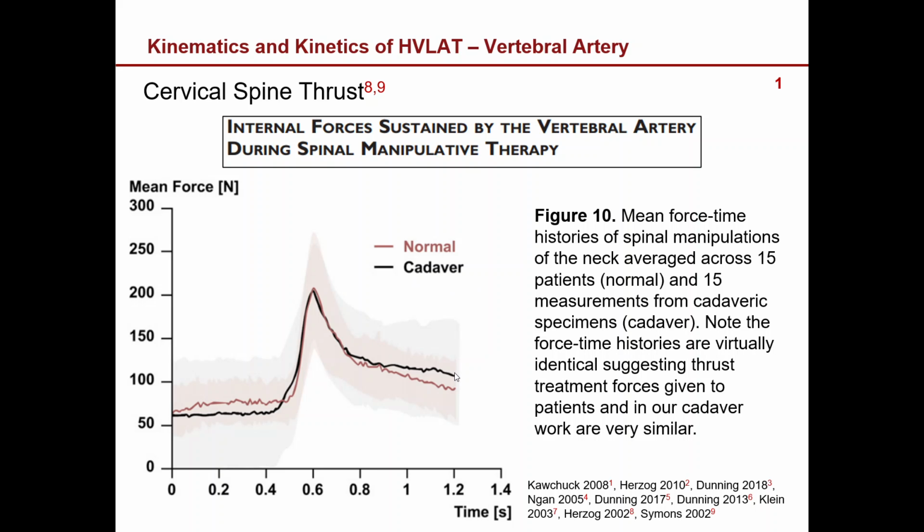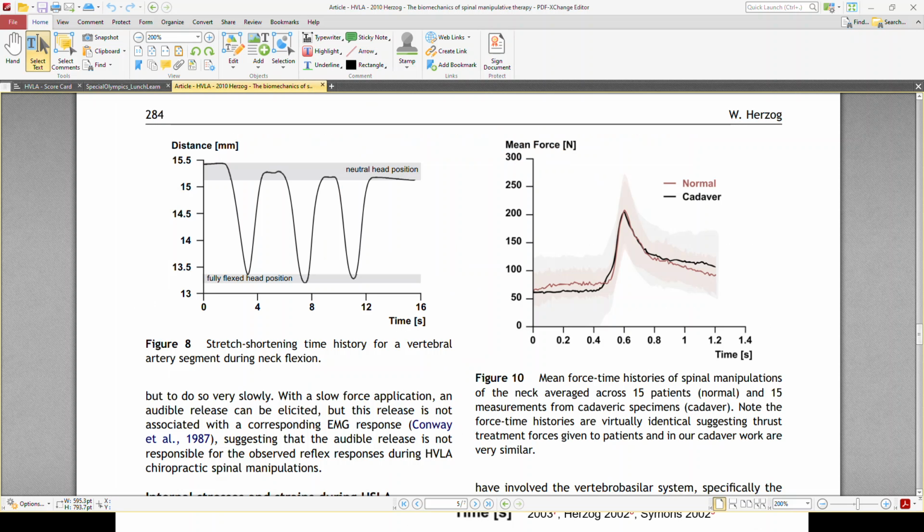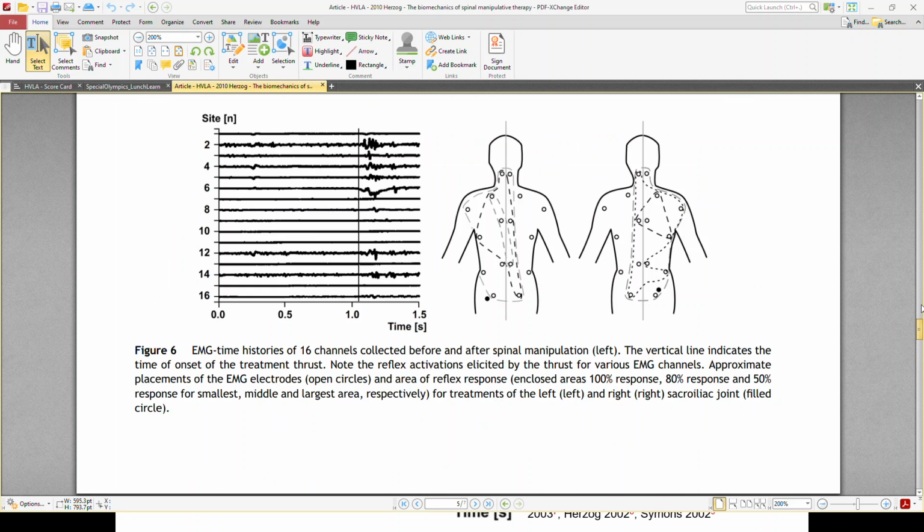The point of the figure is to demonstrate not the internal forces that are applied to the vertebral artery during spinal manipulative therapy, but rather that the manipulations performed on the cadavers, which measure the internal strains, are comparable to those applied to live patients. The article in question that this comes from is shown here.